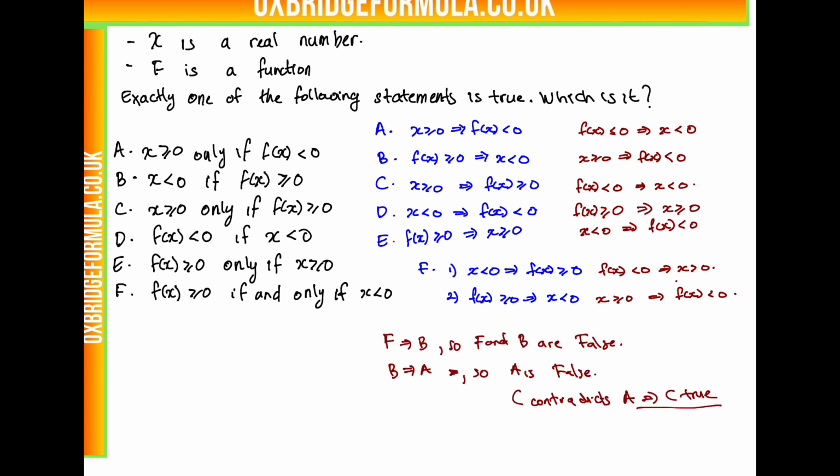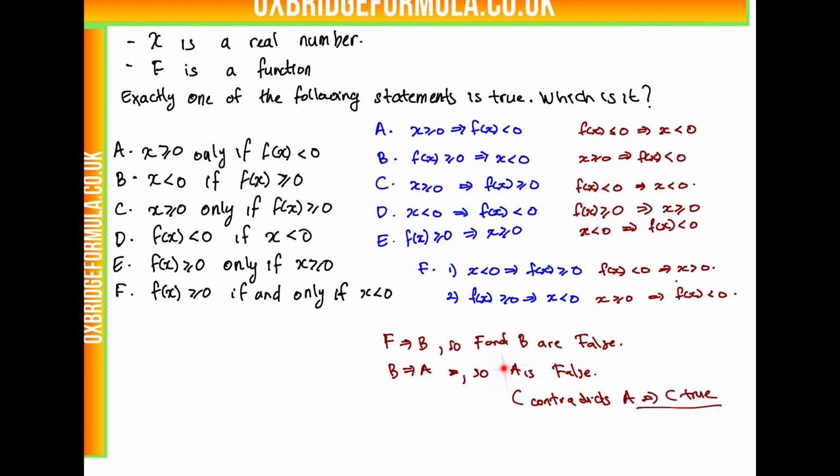Let's look at F first. If we look at F, then we know that this line here is the same as this line here. So that means F actually implies B. If F was true, then B would be true as well. So both F and B are false. Similarly, if we look at B now, this statement here is the same as this statement here. So B actually implies A. If B were true, then A would be true as well. So that means A is false.